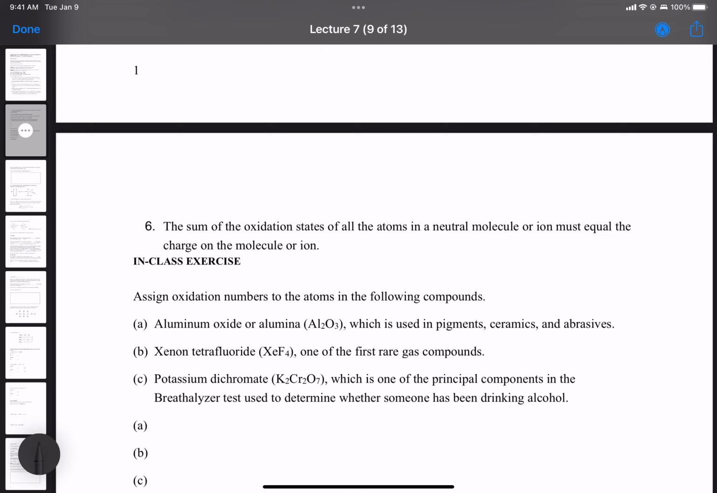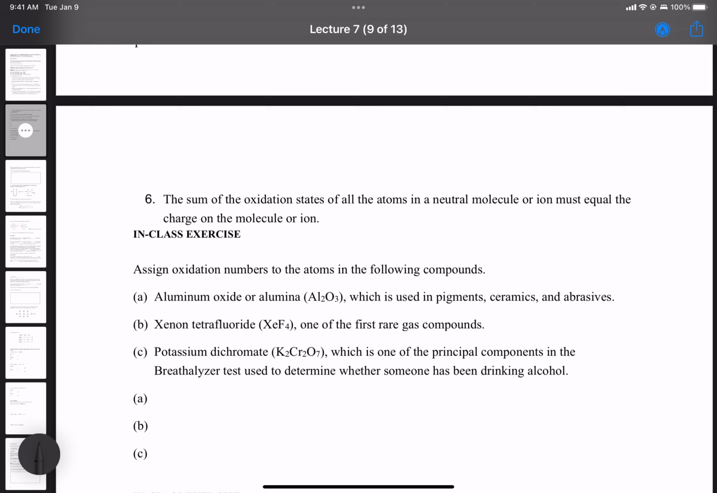All right, assign oxidation numbers to the atoms in the following compounds. Aluminum oxide, or alumina, which is used in pigments, ceramics, and abrasives. Xenon tetrafluoride, one of the first rare gas compounds. So xenon is a weird molecule. It's a noble gas, but it turns out it does like to form bonds to other elements, and that's pretty much the only noble gas you'll ever see that has compounds. You never see compounds of helium, neon, or argon, or even krypton. You don't even see those. So xenon is the interesting one. And then lastly, potassium dichromate, which we talked about before. It's one of the principal components in the breathalyzer test, used to determine if someone has been drinking alcohol.